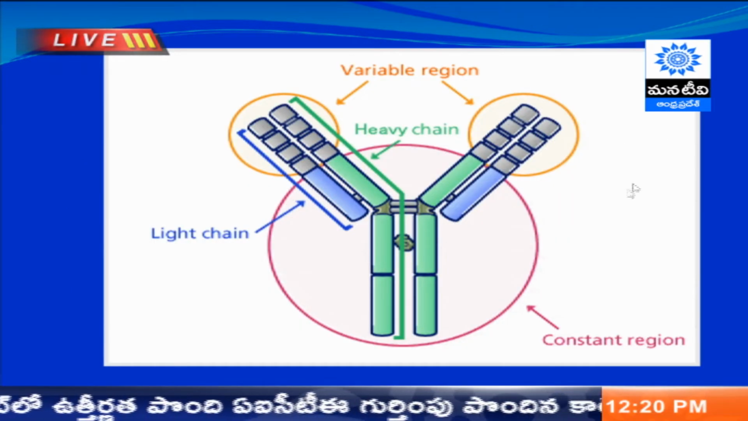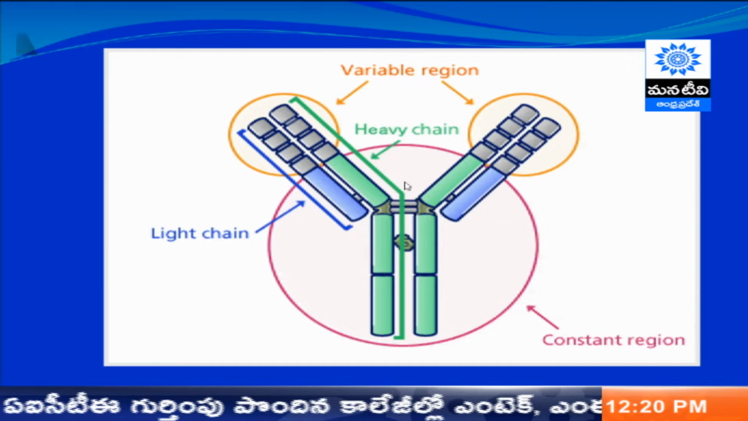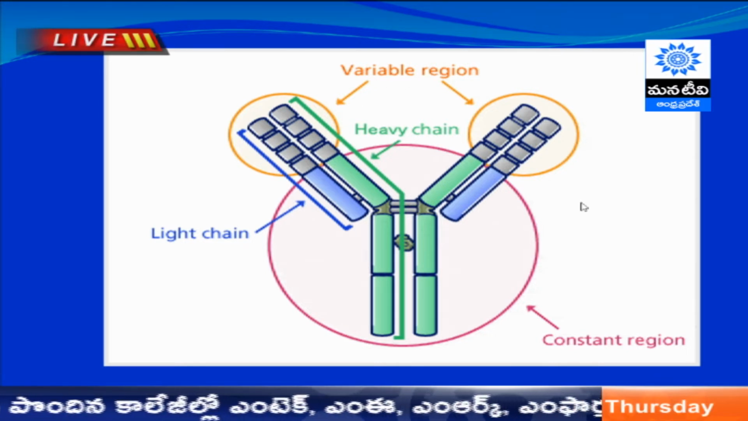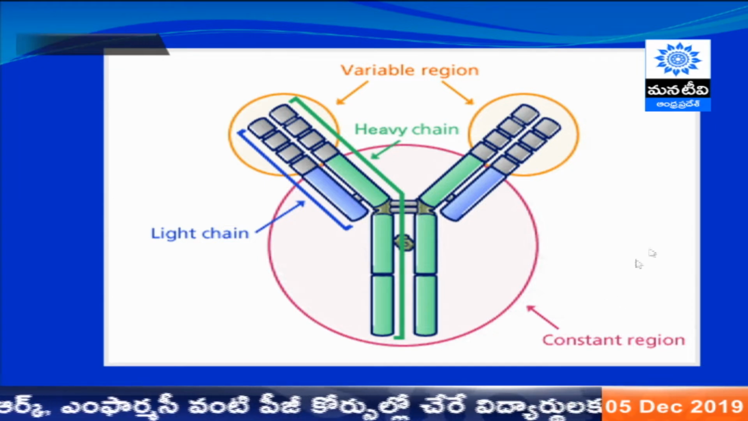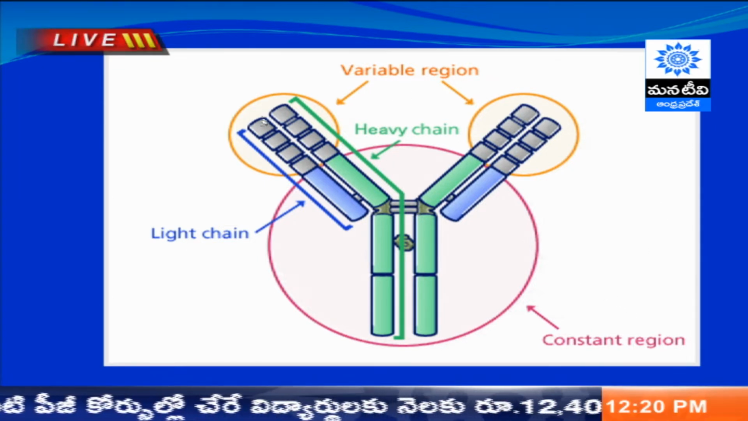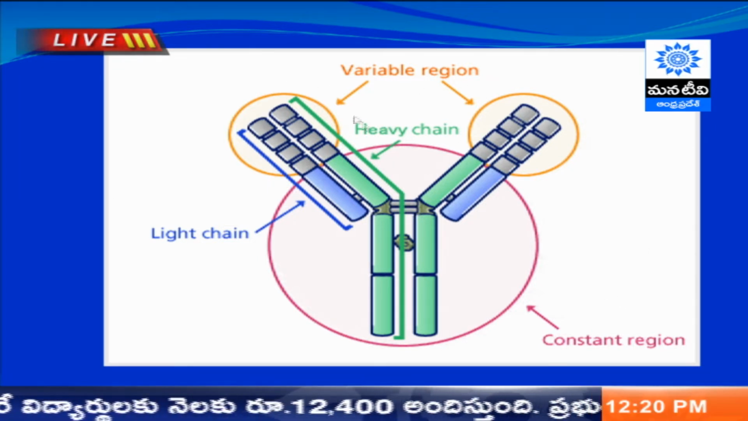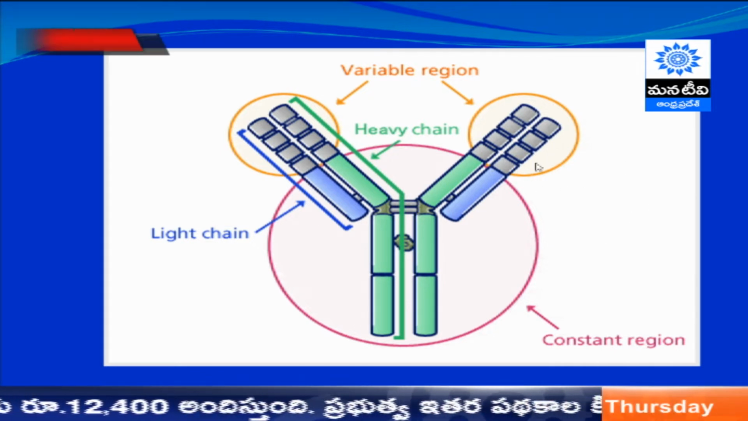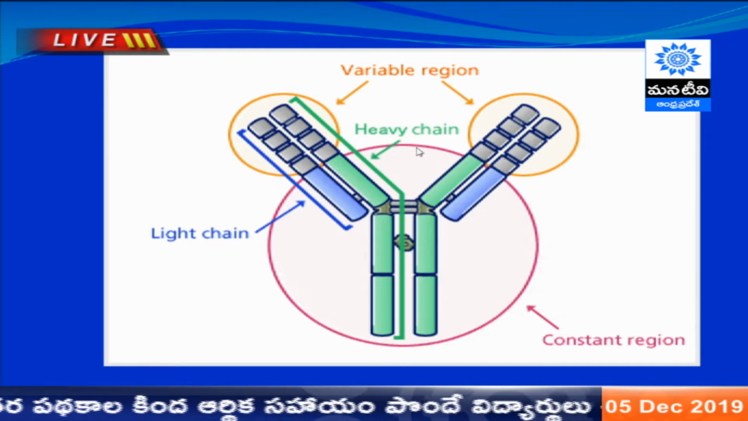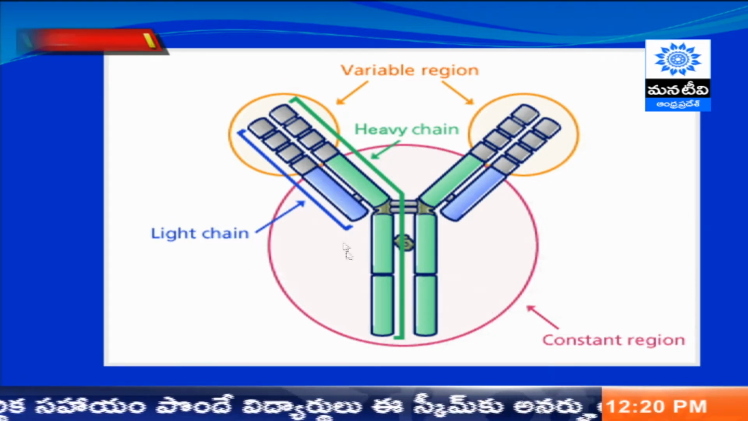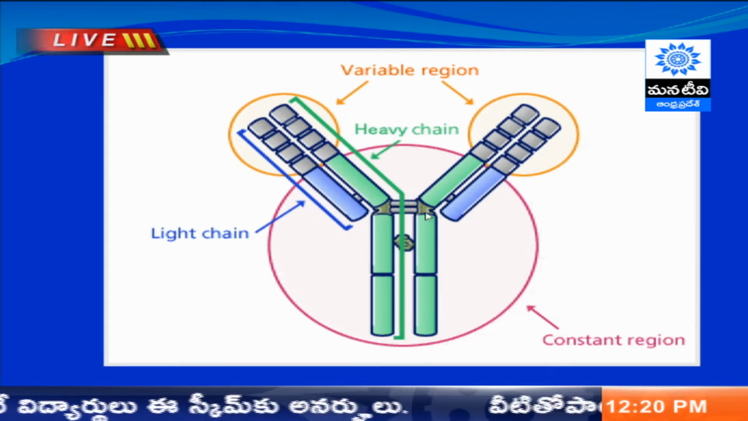Here you can see the structure of immunoglobulin G. This is the variable region, this is the constant region. I have already told you that the main difference between antibodies is in this variable region itself, at this tip, which has the hypervariable regions, and this is the heavy chain and the light chain. So, this is the structure of immunoglobulin G.